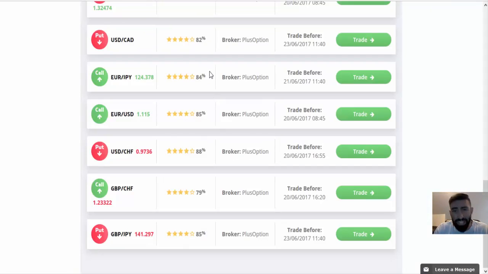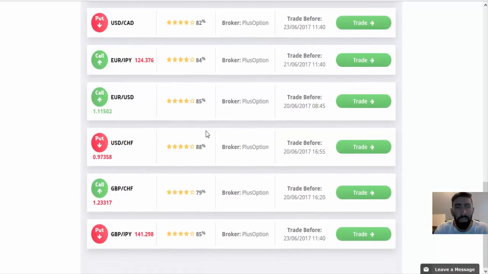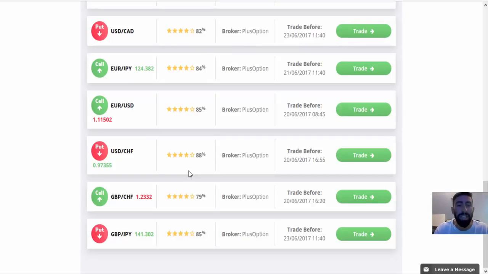Keep in mind, guys, that it is still early in the morning. US markets are not even active at the moment, which is why we don't have that many trades available for us. So that's something to take under consideration, that the time of day or night that you are trading will determine the amount of trading signals that are available for you.